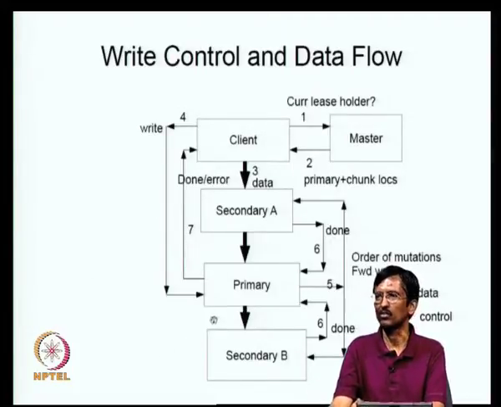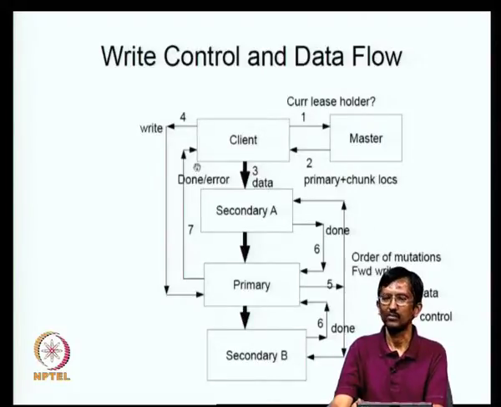Something similar happens here. Once the secondaries have been told to write, they respond by saying that they are done. And once the primary gets acks from all the secondaries that they have done their updates of the chunks, the primary comes back to the client saying it is done. Now, this can be either done or something bad happened, in which case there will be an error. That can also happen.